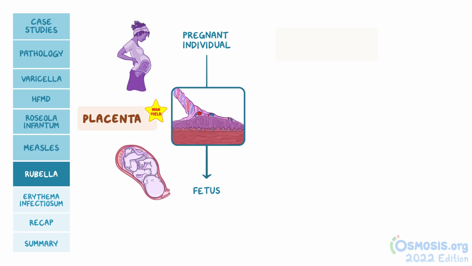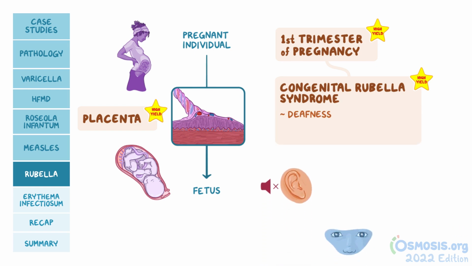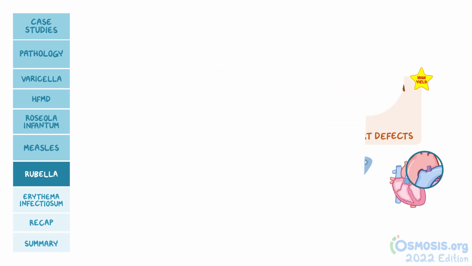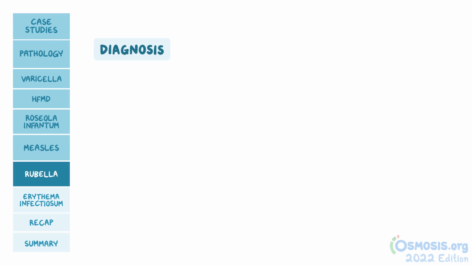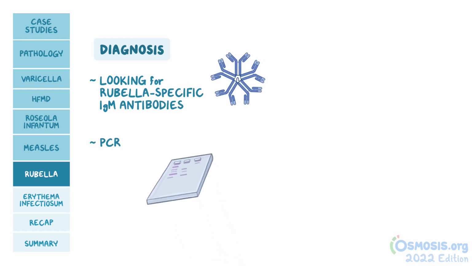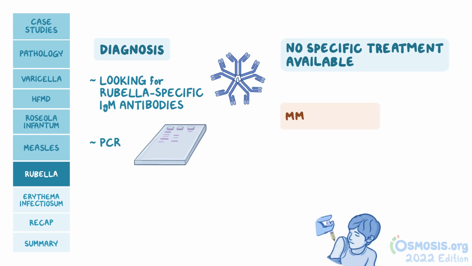And if the infection occurs during the first trimester of pregnancy, the fetus may develop congenital rubella syndrome. This typically presents with a characteristic triad of symptoms, which includes deafness, cataracts, and congenital heart defects, like patent ductus arteriosus. Okay, diagnosis of rubella can be done by looking for rubella-specific IgM antibodies, or PCR. There's no specific treatment available, but the good news is that rubella can be prevented with the MMR vaccine.